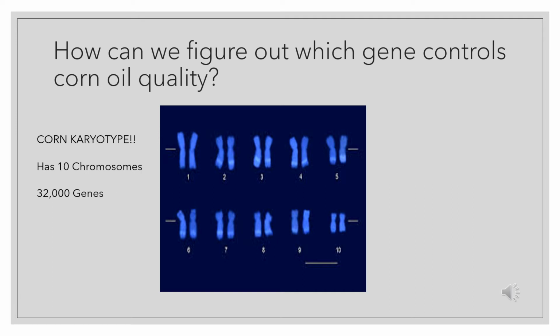As it turns out, corn oiliness is controlled by 5 genes in chromosome 6. The karyotype of a corn only has 10 chromosomes, so that's not too bad. But there it is.